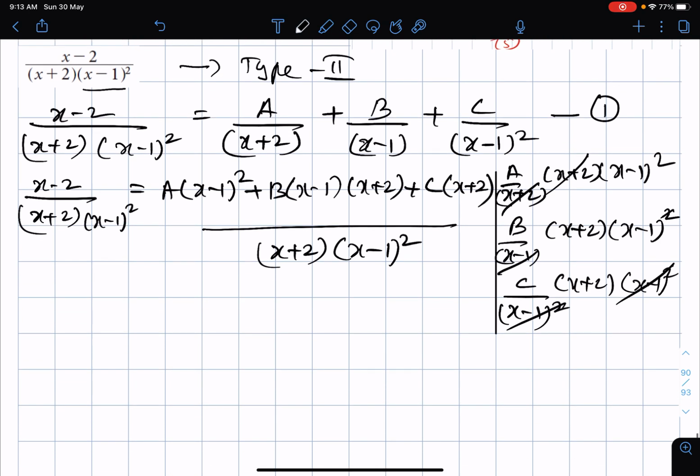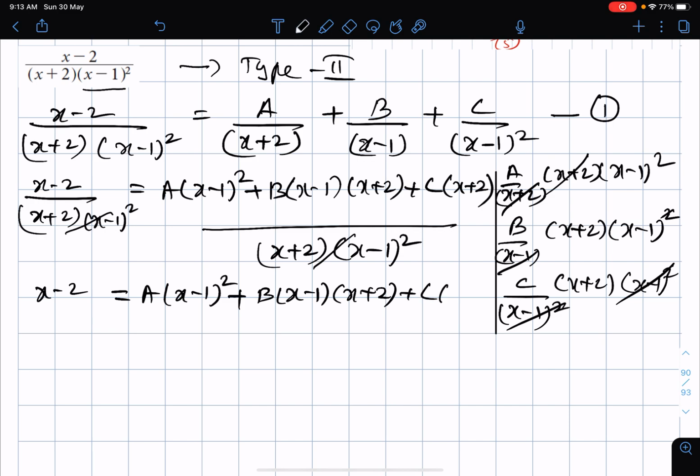Now you can leave out the denominators because they are common. So leaving out the denominator, you get on the LHS x minus 2 equals a into (x minus 1) the whole square plus b into (x minus 1) into (x plus 2) plus c into (x plus 2). This is going to be our second equation. What are our factors? Our factors are x equal to 1 and x equal to minus 2. We have got only two factors. For the third value, you are going to put x equal to 0.